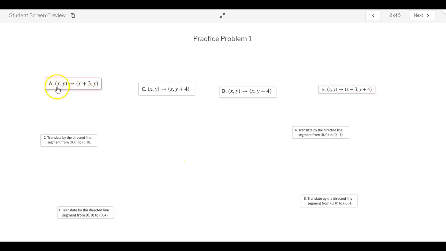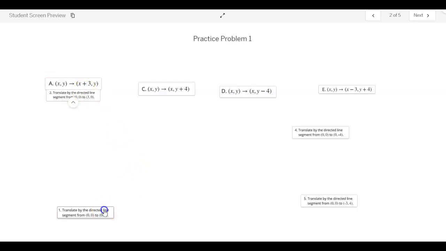So this first one takes xy to x plus 3y. So if we look at our choices here, and you can try this on your own and then come back. If you notice, this one says translate by the directed line segment from 0, 0. So our xy is our 0, 0 to 3, 0. So if I say 0 plus 3, that would be a 3. And then my y stays 0. So that should go with that guy.